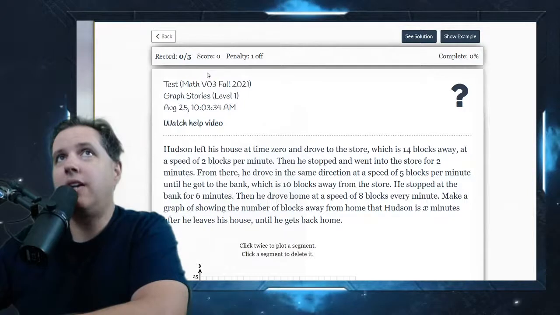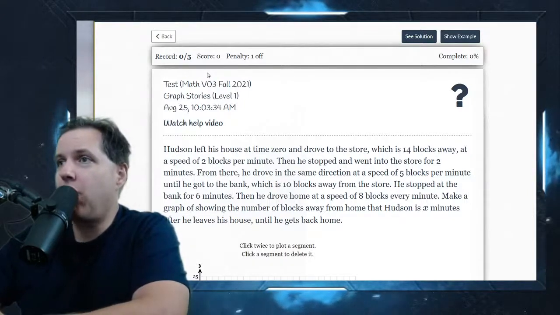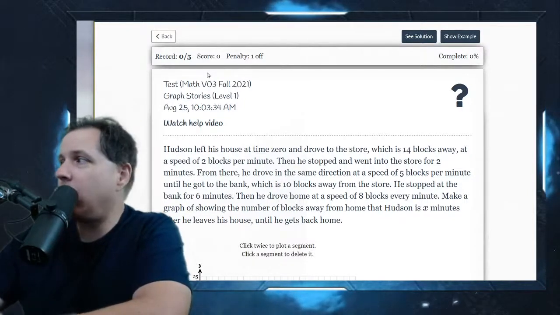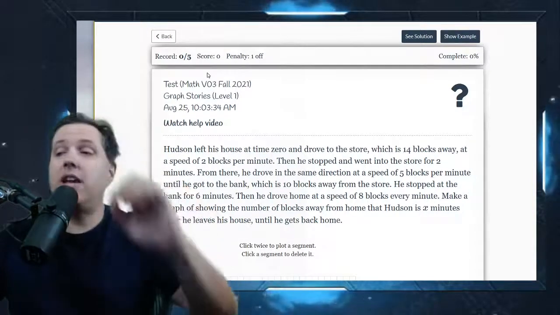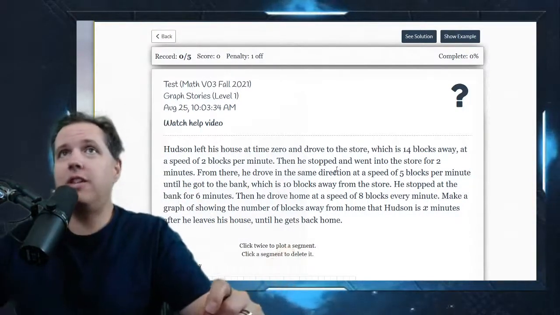Otherwise, if you get 1 right, 1 wrong, 1 right, 1 wrong, 1 right, 1 wrong, you're going to do a lot of problems before you finish. So the best way to do that is just double check your answer before you put it in there.